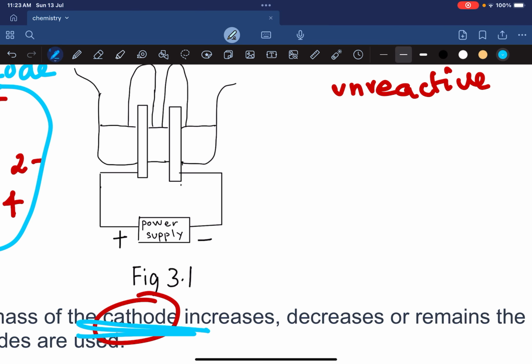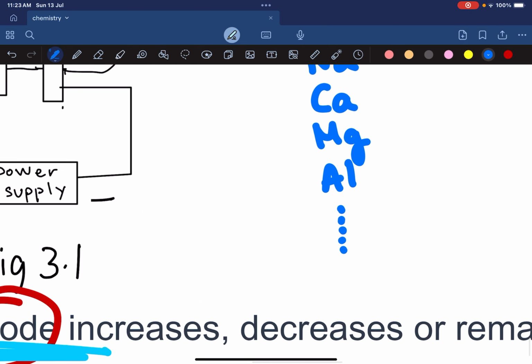So what is the reactivity series? The reactivity series is basically a list of metals which starts with potassium, sodium, calcium, magnesium, aluminum, and it just continues like this. There are a lot of metals, and then you have your hydrogen. Hydrogen is also included in the reactivity series. Okay, and then you have your copper. In metals, you should know this thing.